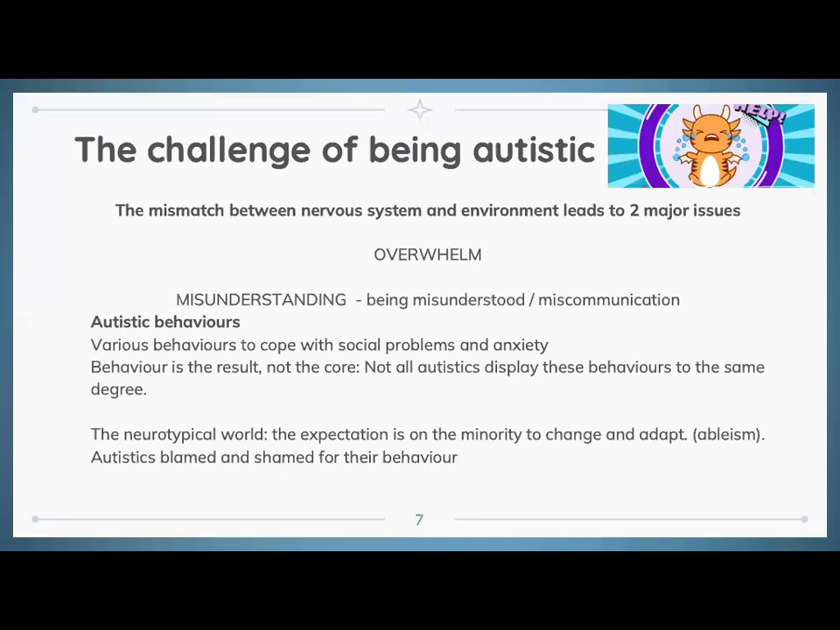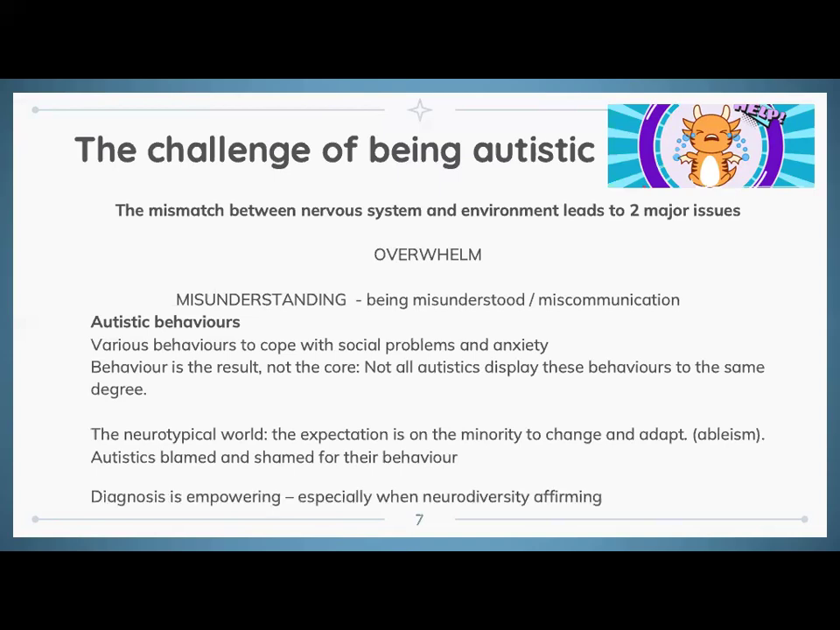So what is also happening is the neurotypical world. So these are people who do not have neurodivergent brains. There's an expectation, and the world generally works like that, that the minority has to change and adapt to the majority. So there's very little patience with people that are autistic for being different or behaving differently or needing accommodations. And autistics are often blamed and shamed for their behavior and excluded and bullied because of it.